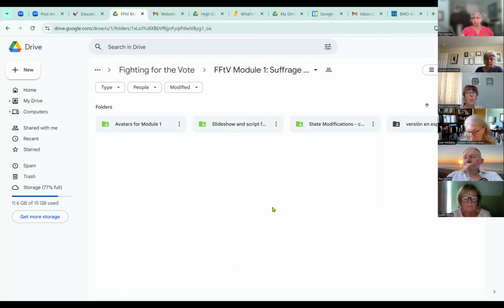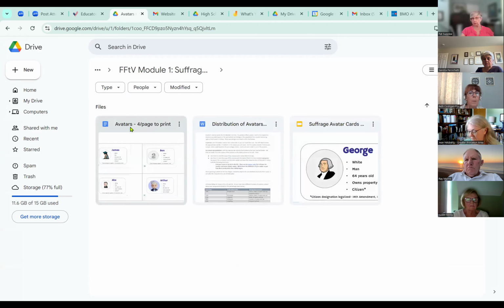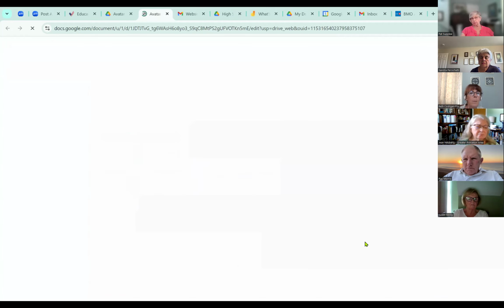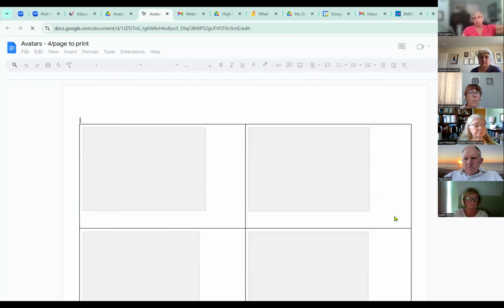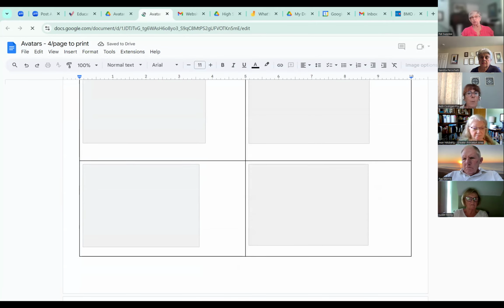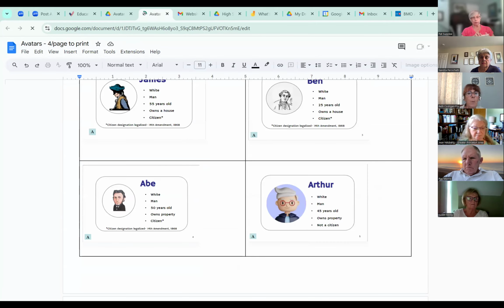But when you teach the timeline of suffrage, the students or the people in the class are assigned an avatar. And you need to be able to do that in a specific way. So the folder is here. And when you open it up, this is the slideshow so that you have it at your fingertips. But this opens up to slides that are 4 on a page.